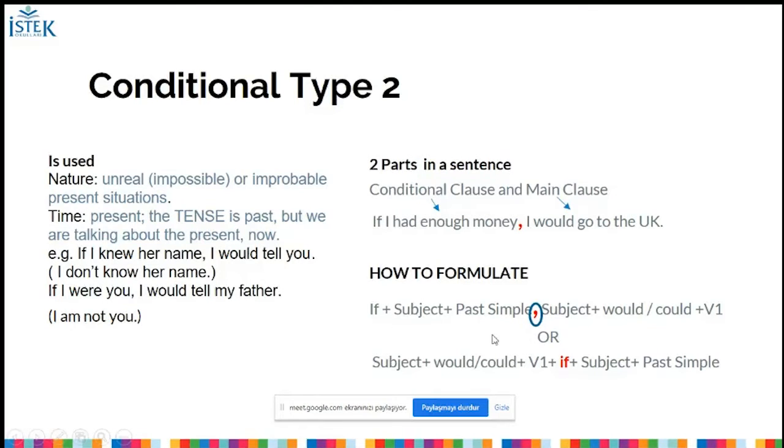Do not forget that if you're using a conditional clause at the beginning of the sentence, you need to separate the two clauses using a comma. If you're using the conditional clause in the second part of the sentence, there is no need to use a comma because there is already if to separate them both.